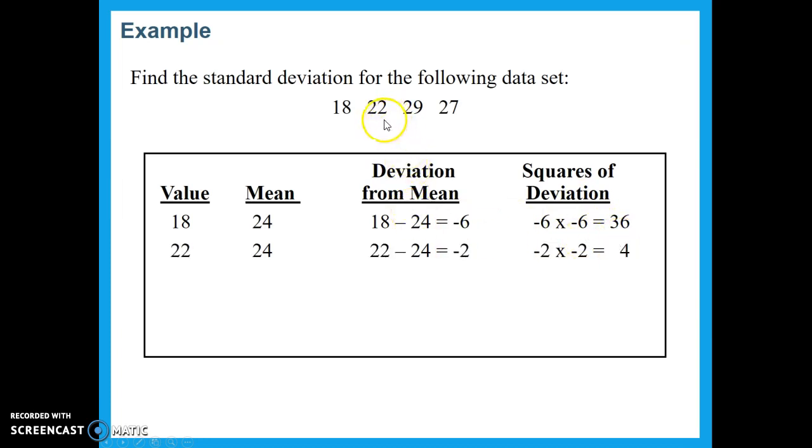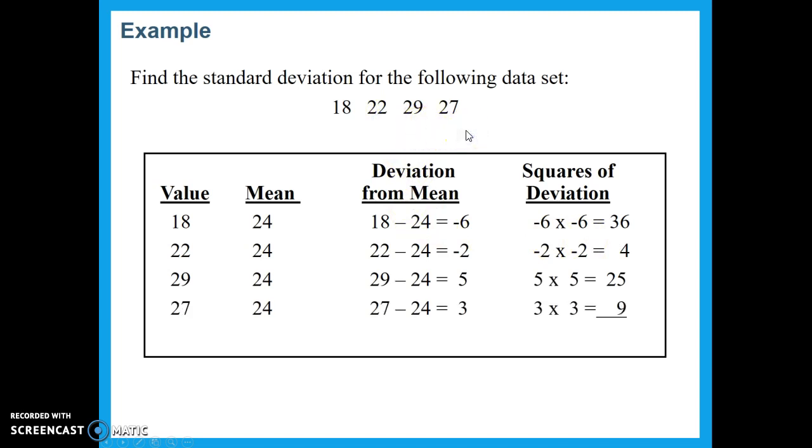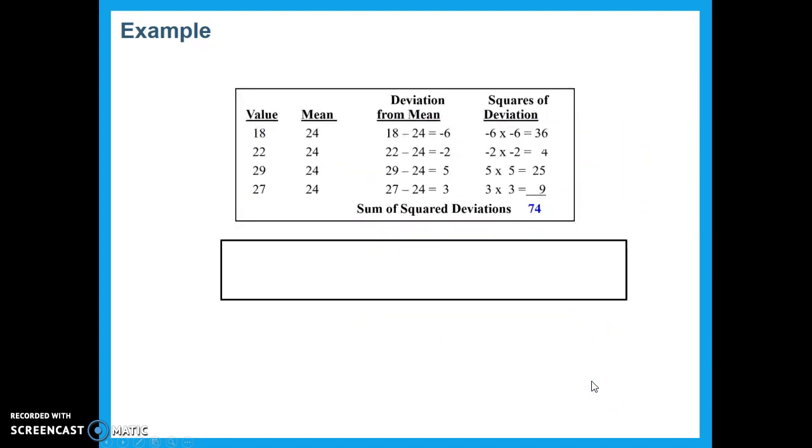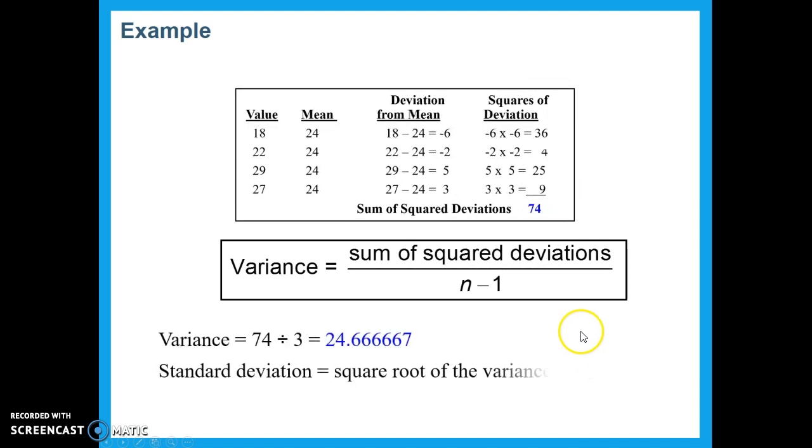We'll then do the same thing for 22, 29, and 27. Next, we want to sum the squares of our deviations to get 74. Our variance is the sum of squared deviations divided by your number minus 1. Our number of values was 4, so our n minus 1 is actually 3. The sum of our squared deviations is 74. So our variance would be 74 divided by 4 minus 1, or 74 divided by 3.